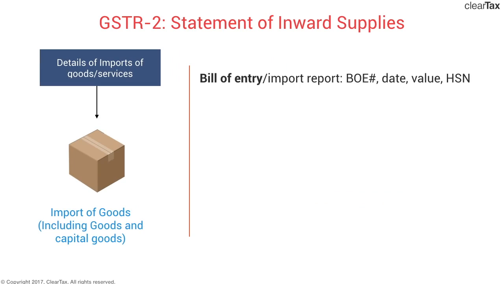He'll get a bill of entry once the goods enter the Indian territory, or the import report. He'll have to give the details of this document: the bill of entry number, date, value, HSN code, the tax rate and amount, which is going to be IGST. We know that imports are deemed as interstate supplies and therefore IGST would be levied.